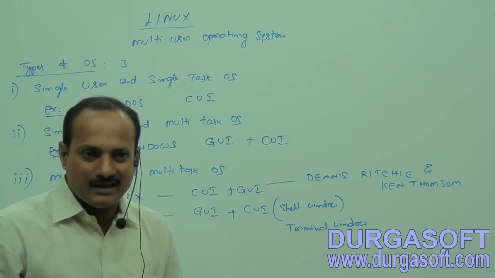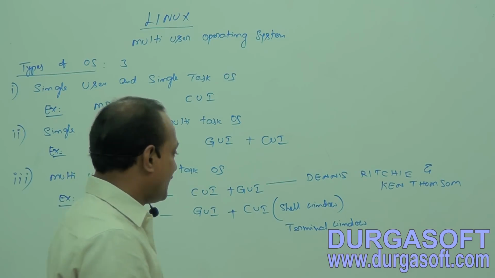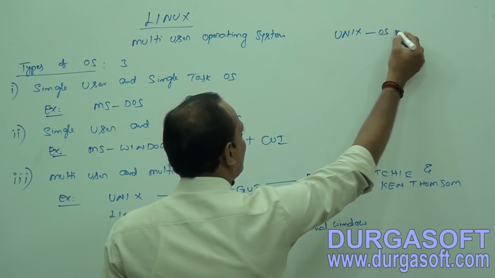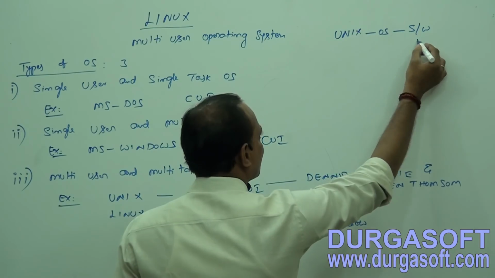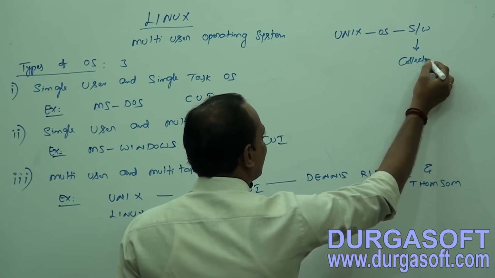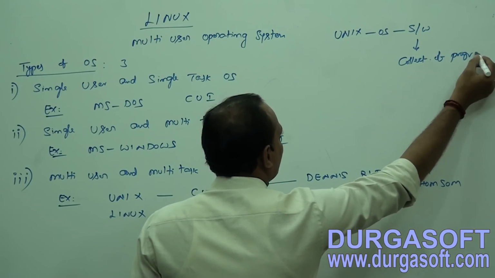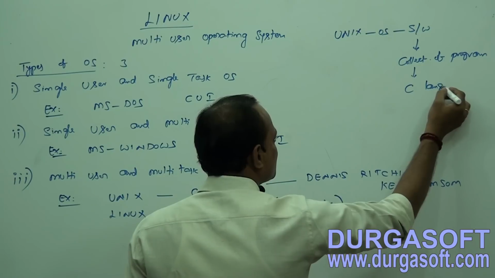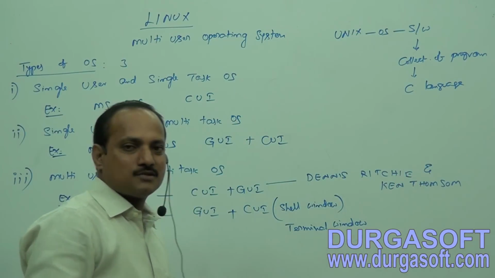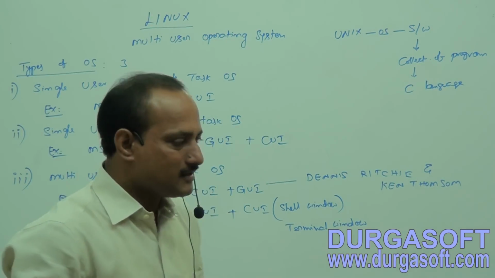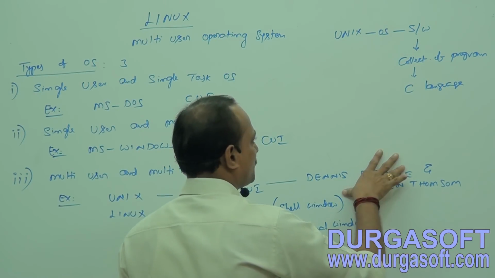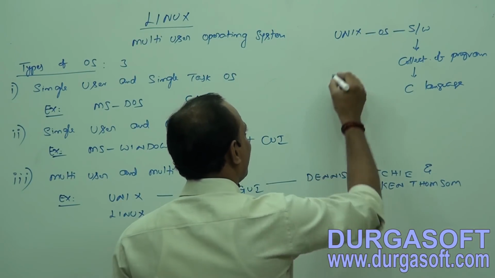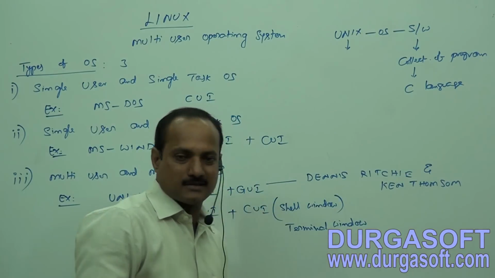Why do we say Dennis Ritchie is the father of Unix? Let us see. Unix is an operating system. An operating system is nothing but software. Software is nothing but a collection of programs. Every program should be written by using one language. That language is C language. Who is the father of C language? Dennis Ritchie. That's why Dennis Ritchie developed one operating system with his team that is called the Unix operating system. It is purely a multi-user operating system.